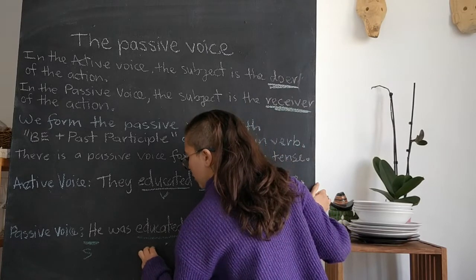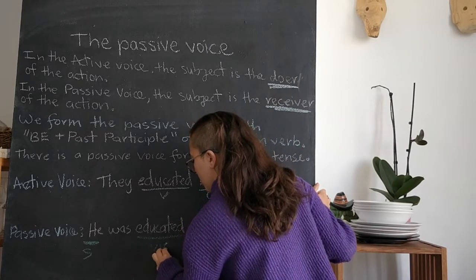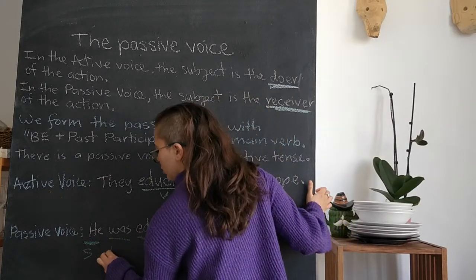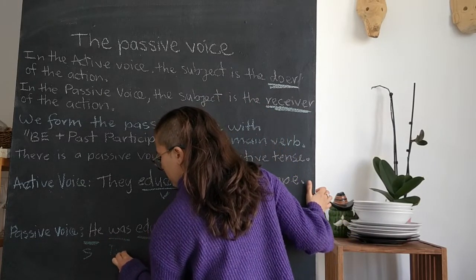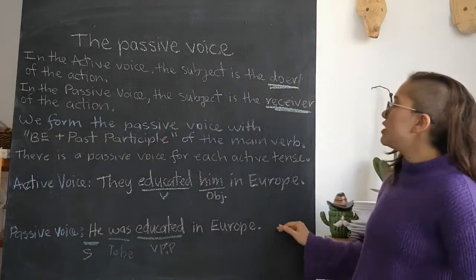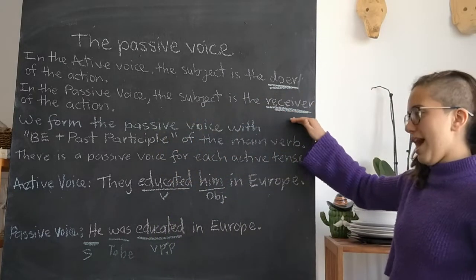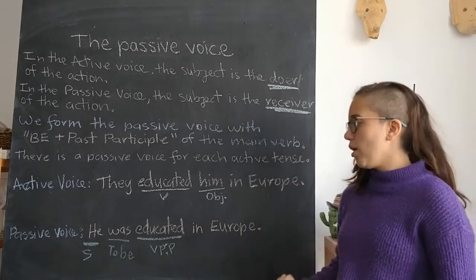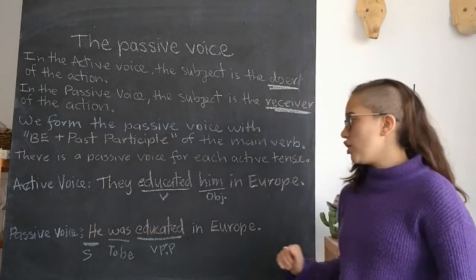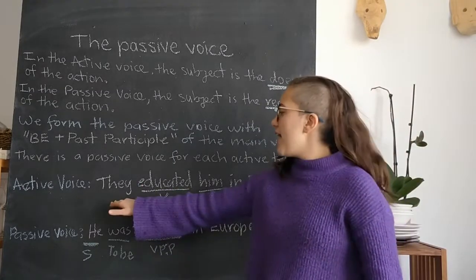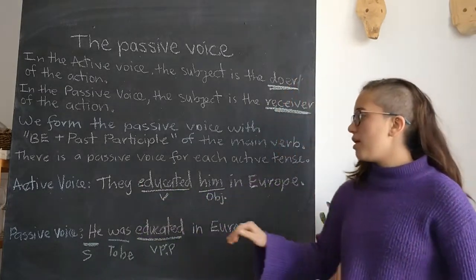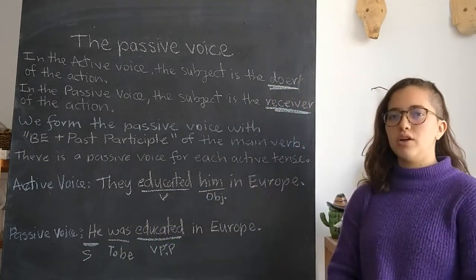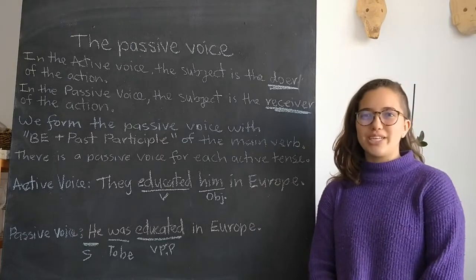So this is the verb in past participle. And here we have the was, which is the verb to be. So in this sentence, we talk about the receiver of the action. So he received the education in Europe. He was educated in Europe. Whereas here, they educated him in Europe. They is the doer and him is the object. Okay, let's look at some more examples.